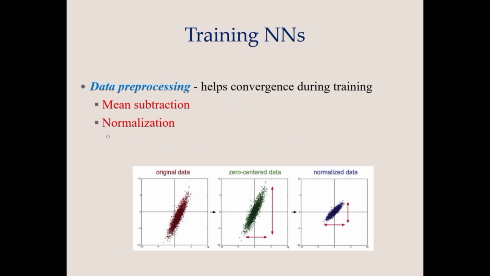So data pre-processing helps convergence during training. Mean subtraction is used to obtain zero centered data: subtract the mean for each individual data dimension, that is, each feature. Then normalization means dividing each feature by its standard deviation to obtain a standard deviation of 1 for each dimension, or scaling the data within the range of 0 to 1 or minus 1 to 1. A simple example is that image pixel intensities are divided by 255 to be scaled into the 0 to 1 range.